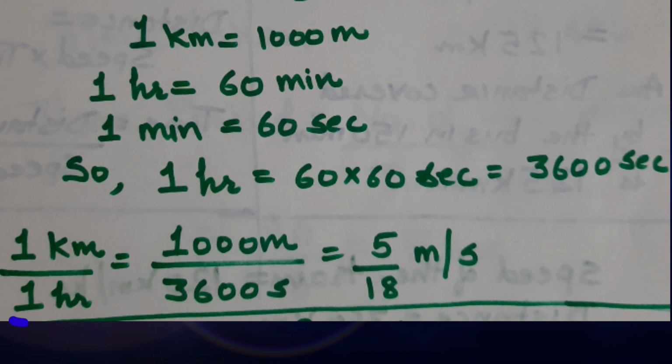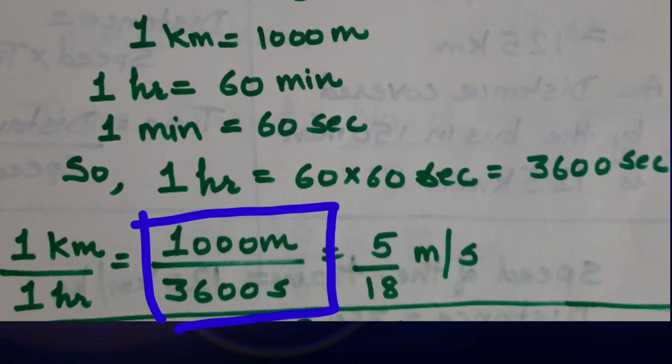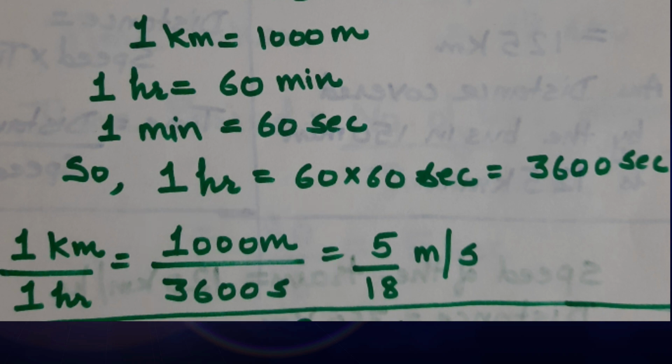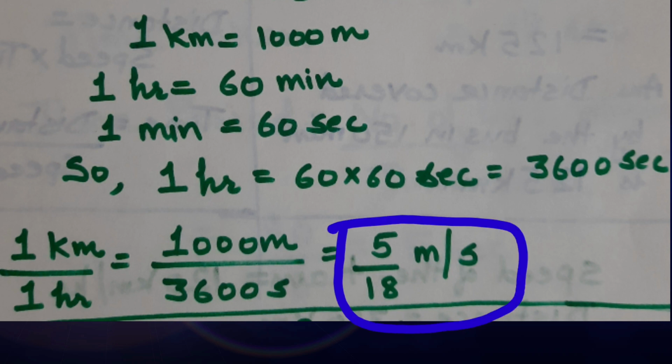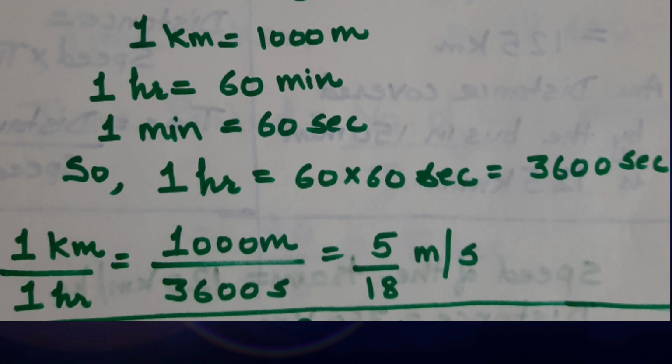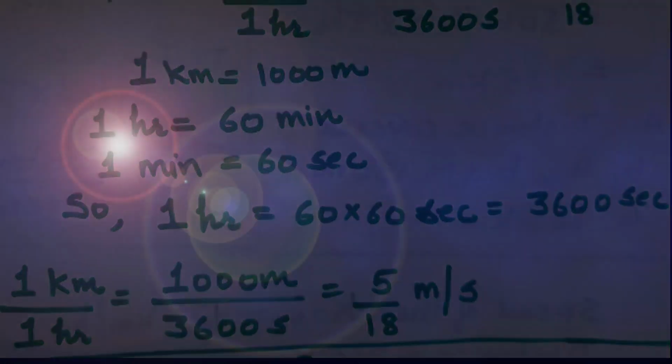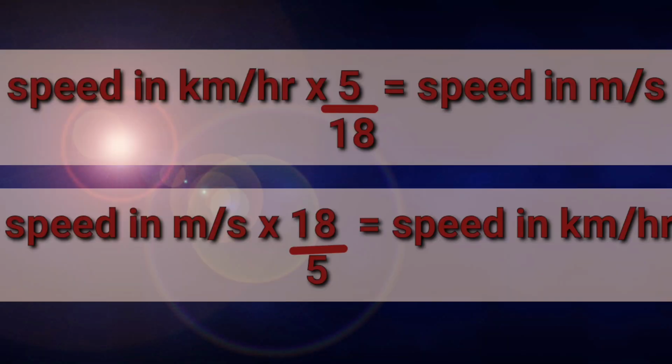So, if 1 kilometer per hour is needed to convert into meter per second, we can write it as 1000 meters upon 3600 seconds. When we simplify it, it comes out to be 5 upon 18 meters per second. So, 1 kilometer per hour equals 5 upon 18 meters per second. So, if a speed is given in kilometer per hour, we can easily convert it into meter per second by multiplying it by 5 by 18.